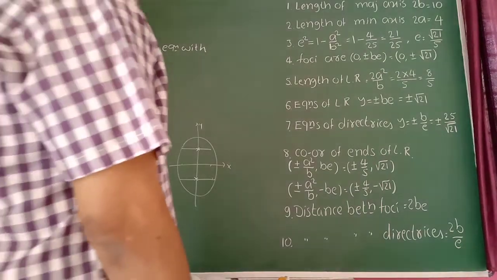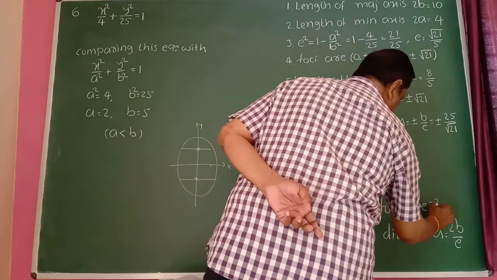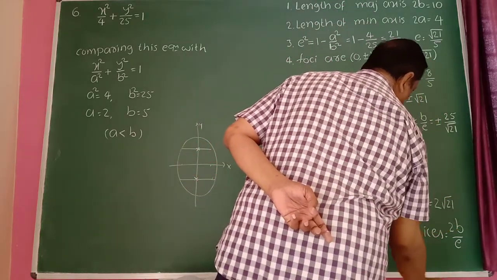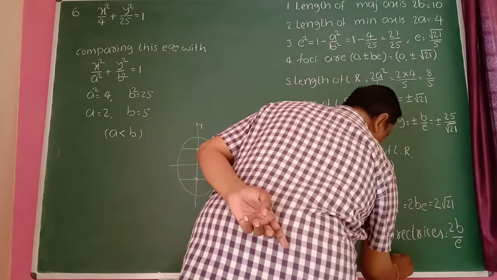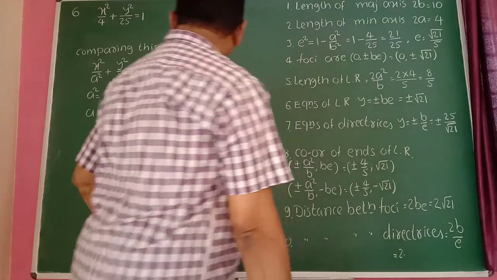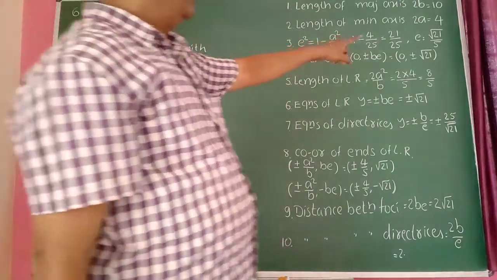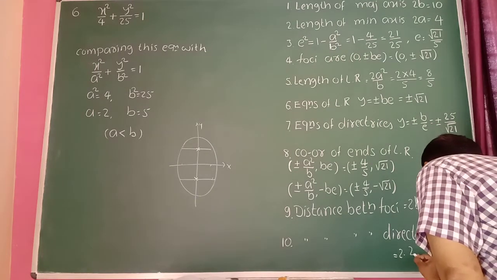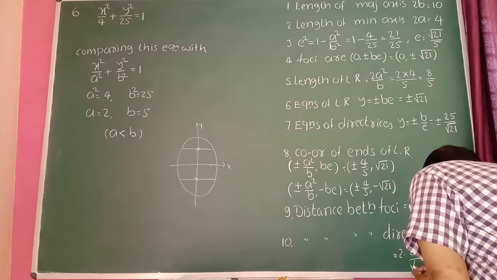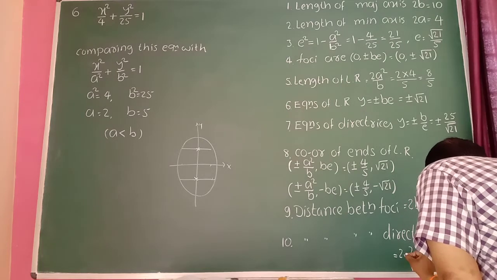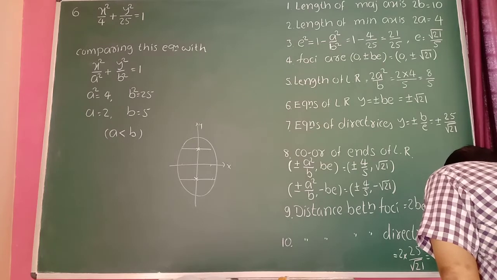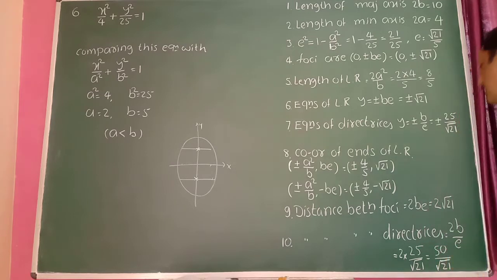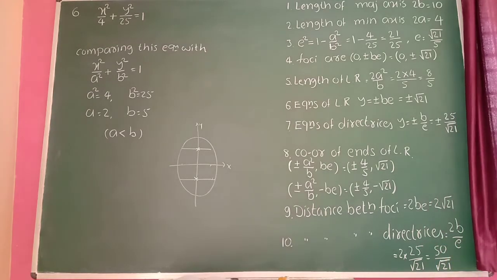Distance between foci: therefore 2 into b into e, you know b into e is root of 21. So 2 root of 21. And distance between directrices is 2 into b, b is 5, e value is root of 21 by 5. 5 goes to the numerator, 5 fives are 25, so 25 divided by root of 21. Then 25 twos are 50, so 50 divided by root of 21. This gives the distance between directrices.